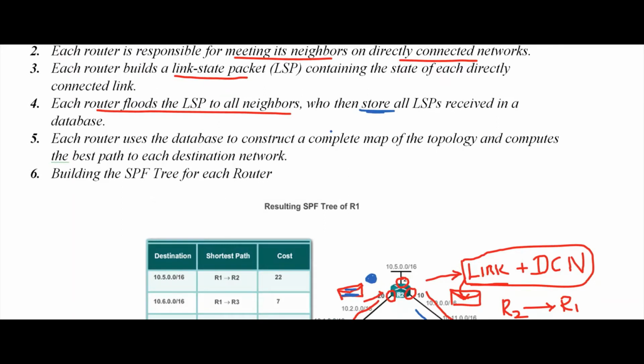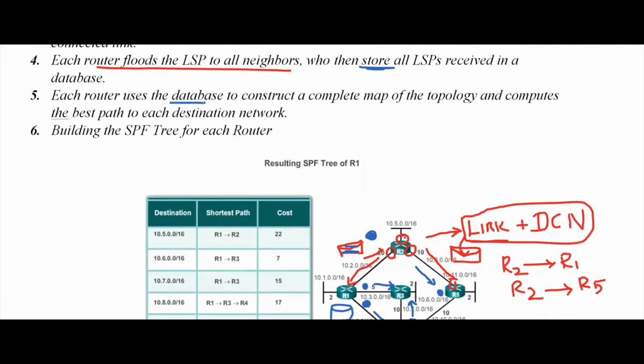Then step number 5. Each router uses a database. Now every router is going to have a collection of LSPs. Using the LSPs, they are going to construct a complete map of the topology. They are going to create the entire map of the topology, and they are going to compute the best path for each destination.